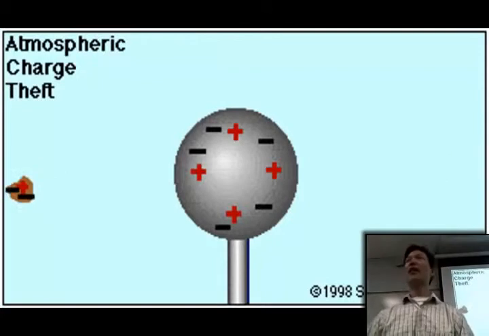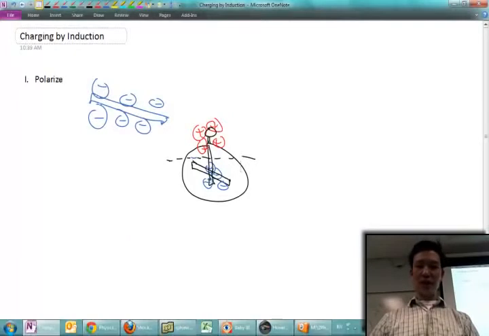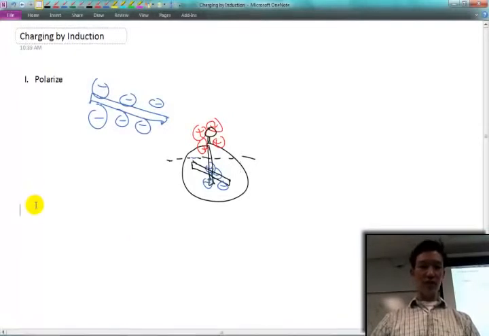Okay? Next, step 2 of induction. Okay? Here's what's kind of weird. Step 2 of induction is we have to ground our source here.